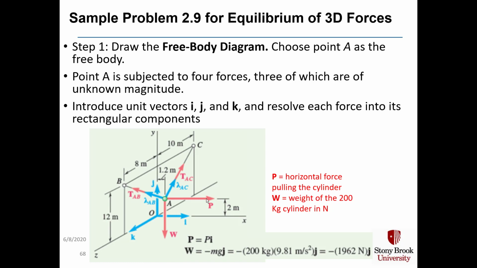When we introduce unit vectors i, j, and k, the 2 easy ones are vector P, which is equal to magnitude P times i, and vector W, which is equal to minus mg times j, where m is the mass, 200 kilograms, g is our gravitational constant, 9.81 meters per second squared, and that equals minus 1962 newtons in j. The minus sign indicates that gravity is pulling the weight down in the minus y direction.